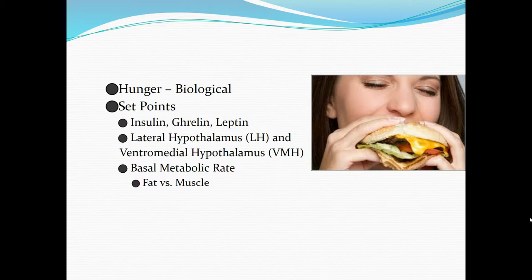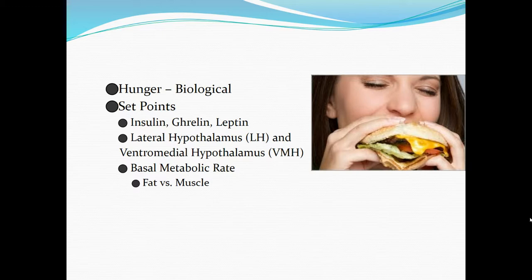Ultimately, these hormones are regulated by two parts of the hypothalamus, because again, with hormones, we're talking about the endocrine system, and the hypothalamus regulates the endocrine system. The lateral hypothalamus is what is activated when we're very hungry. And the ventromedial hypothalamus is what is activated when we're kind of full.